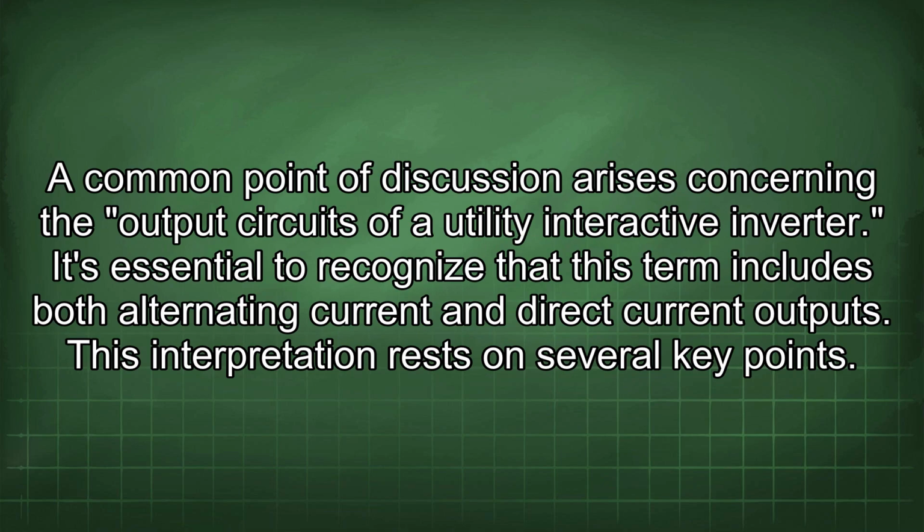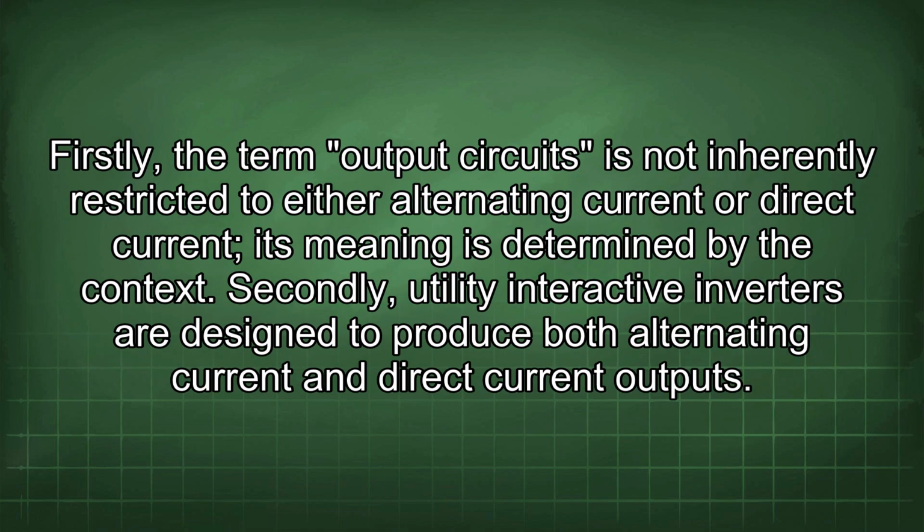A common point of discussion arises concerning the output circuits of a utility interactive inverter. It's essential to recognize that this term includes both alternating current and direct current outputs. This interpretation rests on several key points. Firstly, the term output circuits is not inherently restricted to either alternating current or direct current. Its meaning is determined by the context. Secondly, utility interactive inverters are designed to produce both alternating current and direct current outputs.